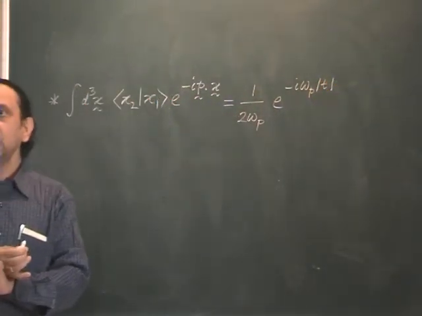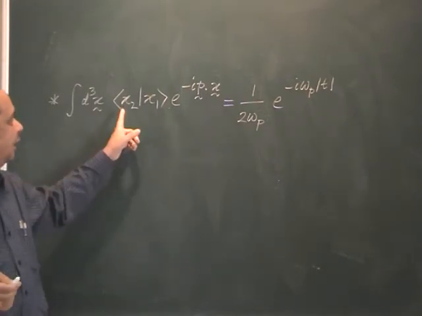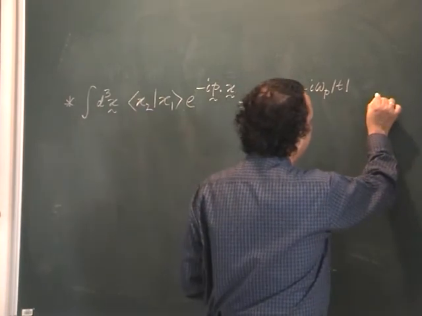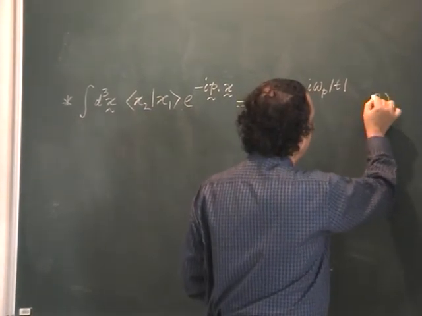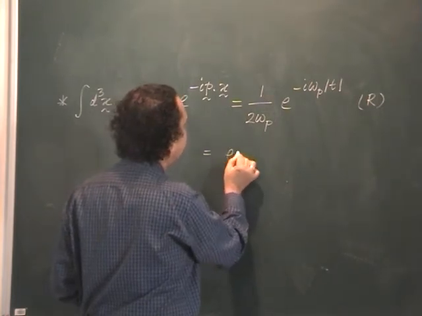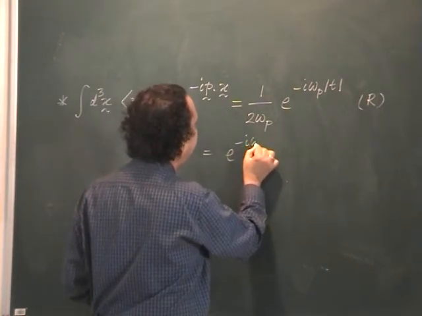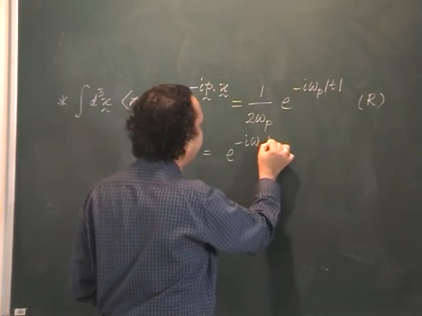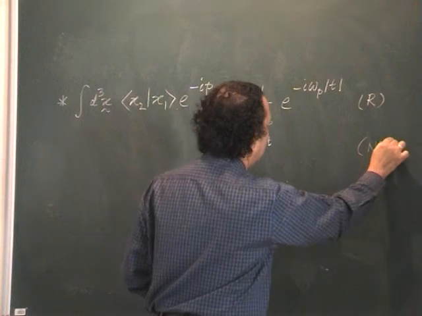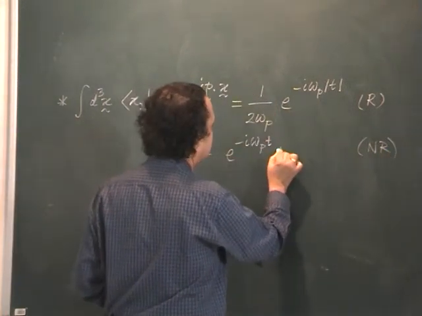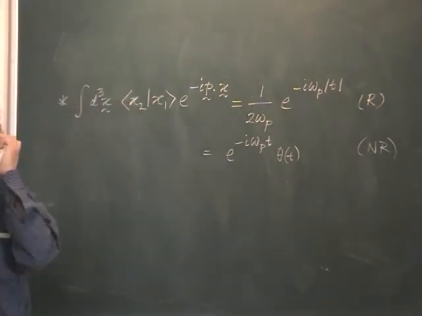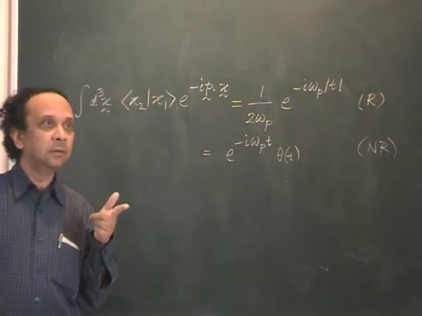If you recall, very long back, we did the same thing for the non-relativistic propagator. This is for the relativistic propagator. Okay? In the non-relativistic case, the corresponding result was e to the minus I omega p times just t. This was the non-relativistic case with a theta of t.